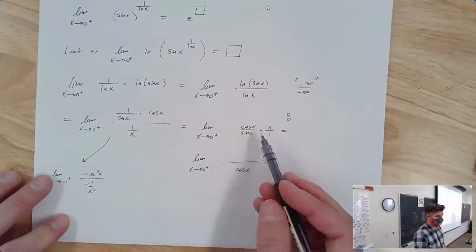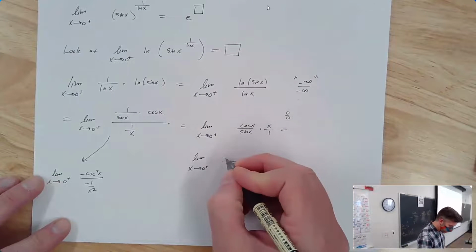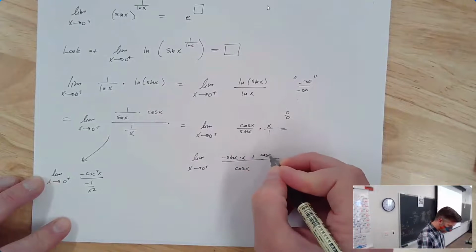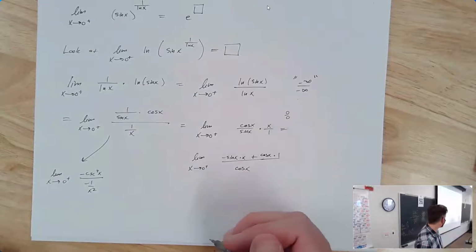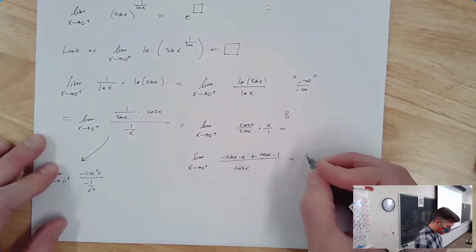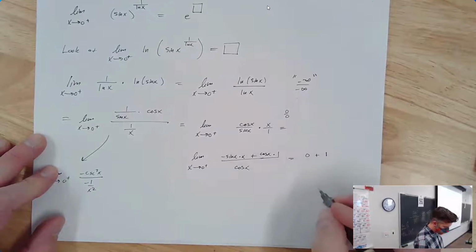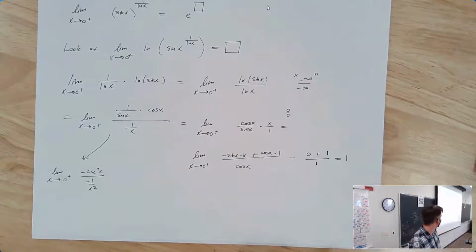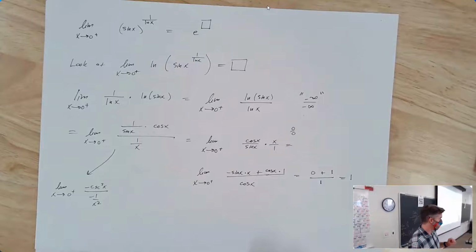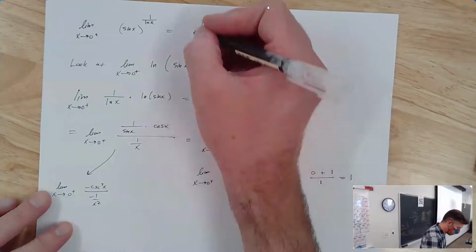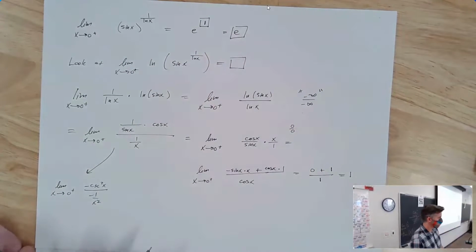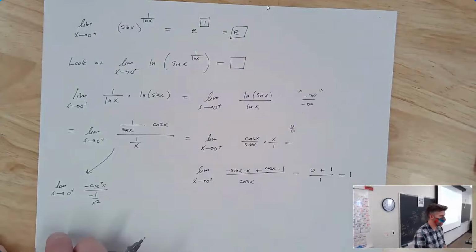The derivative of the top, I am going to have to use the product rule. So the derivative of cosine is negative sine of x times x, plus cosine of x times 1. And now if we let x go to 0, we get sine of 0 times 0 plus cosine of 0 over cosine of 0. So we end up getting 1 as our limit, which is not our final answer. Our final answer is e to the 1. All right. Kind of neat.